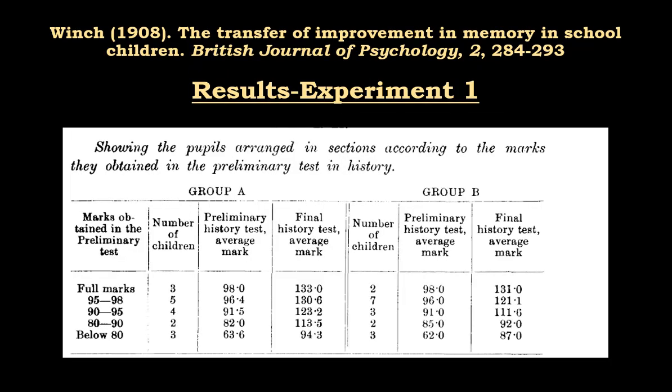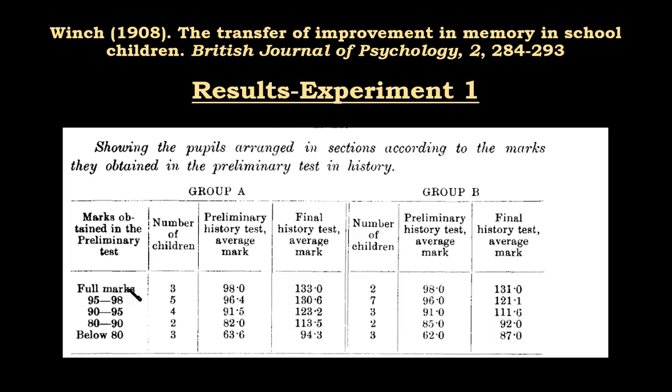Okay, so this is a different way of presenting the data, and Winch thought that this way is much better. It's an interesting way of presenting the data. What he did is put the participants in each group in different categories. One category is full marks. Different categories according to their performance in the preliminary test.